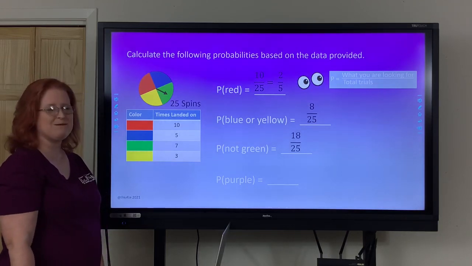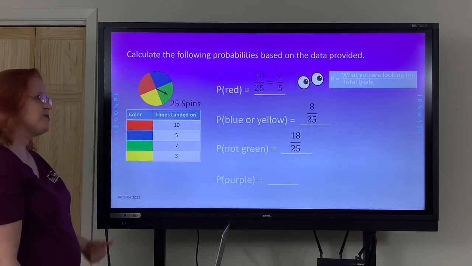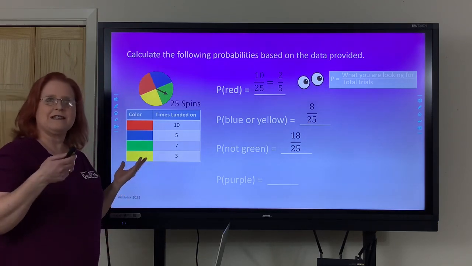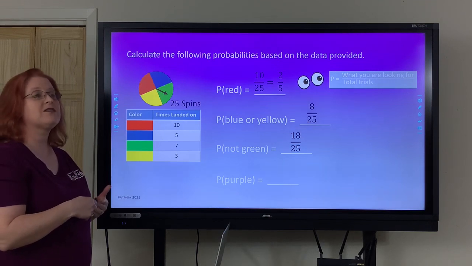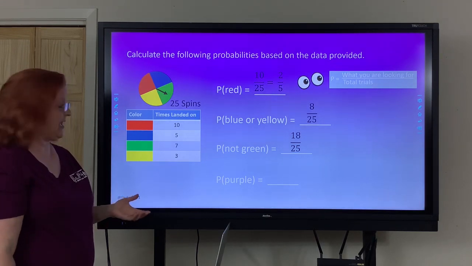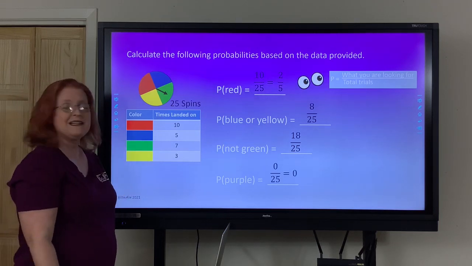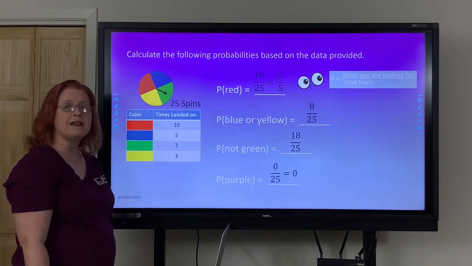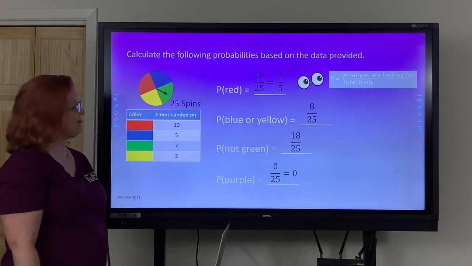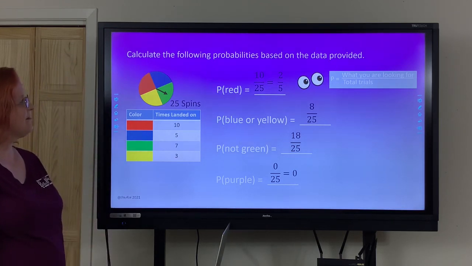And then again, we went back to the purple, which, you know, there are situations where there's 0 chance of that happening. So in this case, the same thing, there's no purple on our spinner. So again, its probability of happening is 0.